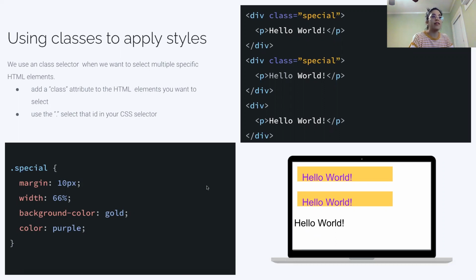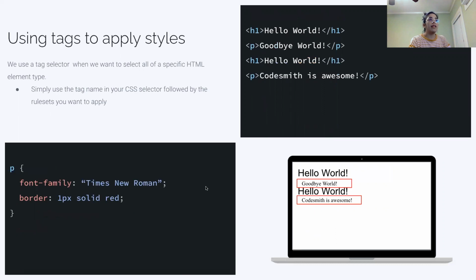Yeah, okay, cool. All right, so next we have using tags to apply styles. So in that first example, we used an H1 tag to select all of the H1s. Basically it's going to grab every single element that is the selected element for your CSS rule. So in this case, we're saying grab all of the P tags and apply these declarations to all of the P tags, which is fine.